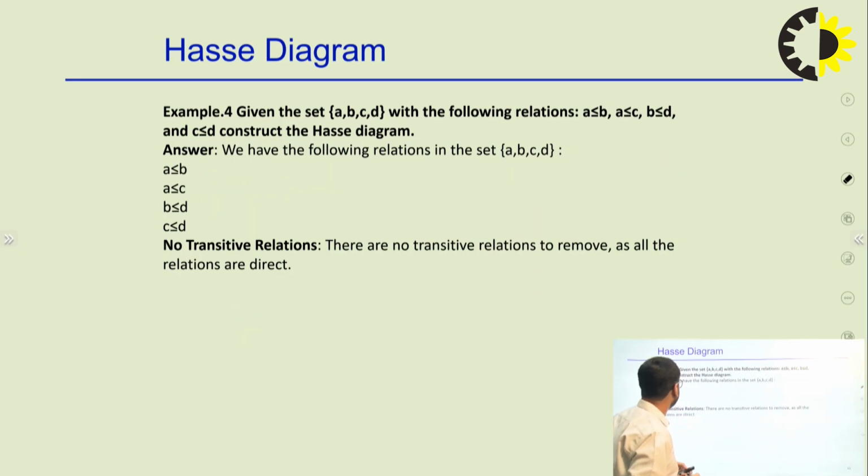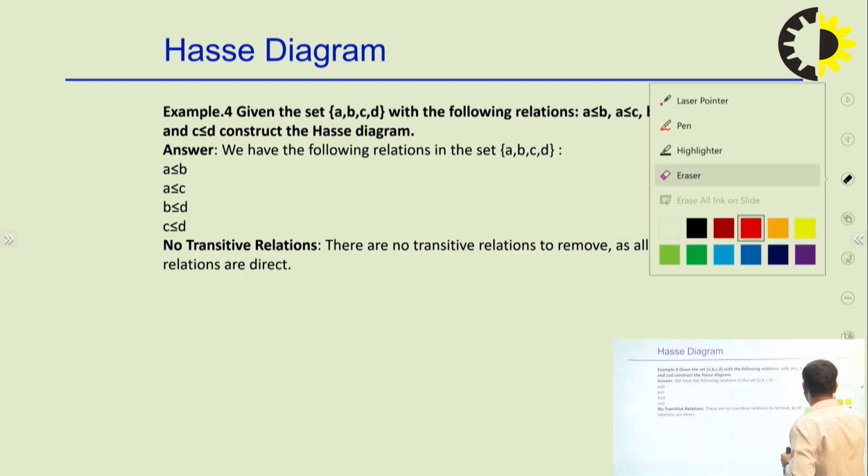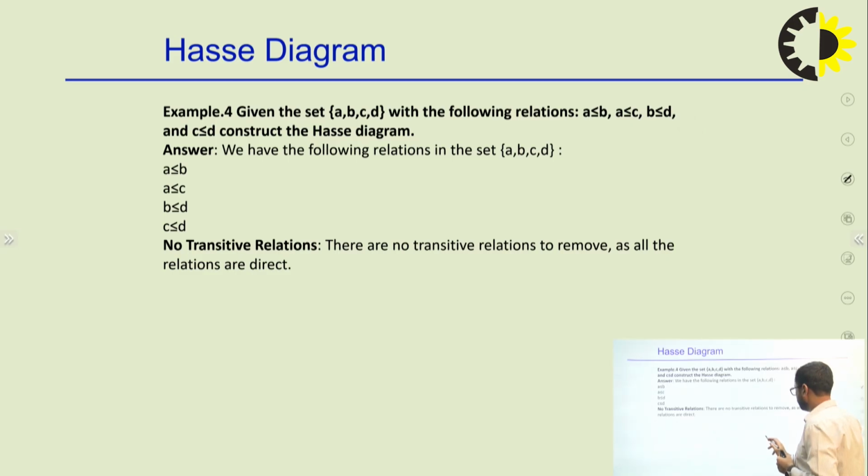Now we come to the next one. Here in the given question, the set is A, B, C, D with the following relation: A is less than or equal to B, A is less than or equal to C, B is less than or equal to D, and C is less than or equal to D. So how will we prepare it? In that particular case, A is the least element. A will be placed at the bottom position. Then B will be placed above it.